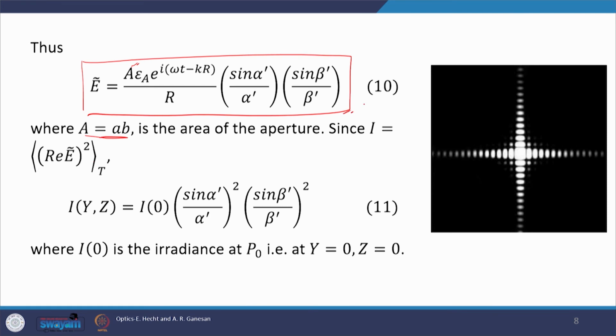Now, once the field is known, we can easily calculate the irradiance, and the irradiance is given by equation number 11. Here you see that we have sinc alpha prime square into sinc beta prime square, and there is a constant which is I0, the irradiance at point P, that is at the center of the screen, whose coordinate is y equal to 0 and z equal to 0.